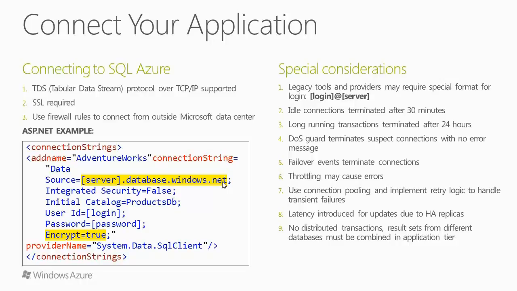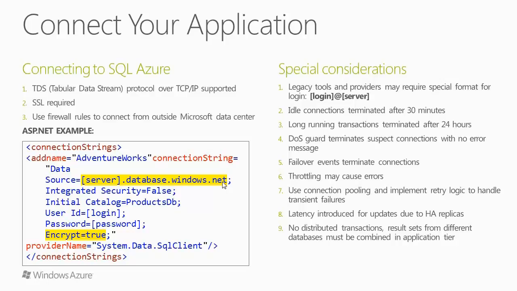Long-running transactions will be terminated after 24 hours. Again, we want to make sure that you're not taking critical resources from somebody else. So if you've got a runaway transaction or just a long-running transaction and it's still going after 24 hours, it will be terminated. There are some denial of service guards that will terminate suspect connections with no error message. So if SQL Azure determines that something funky is going on, it will terminate those connections as well. Failover events will terminate connections as well. So if it has to fail over, all the connections will be terminated.